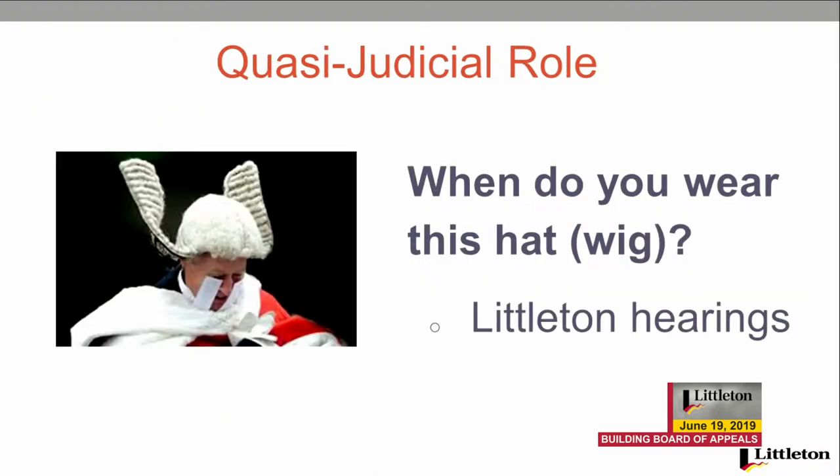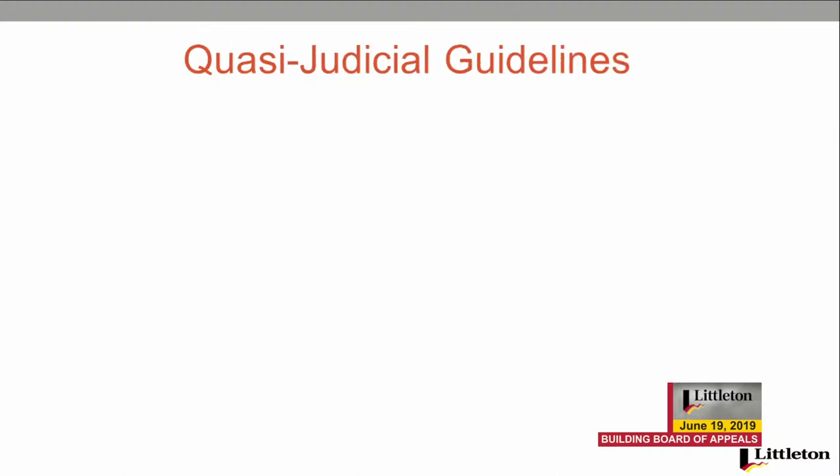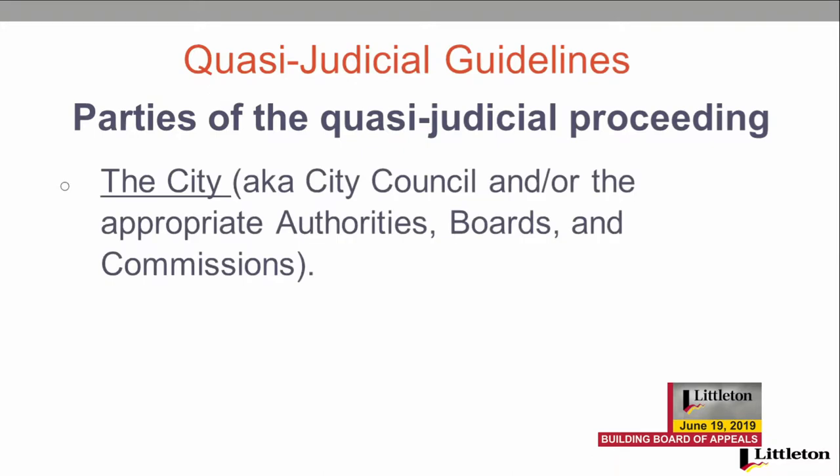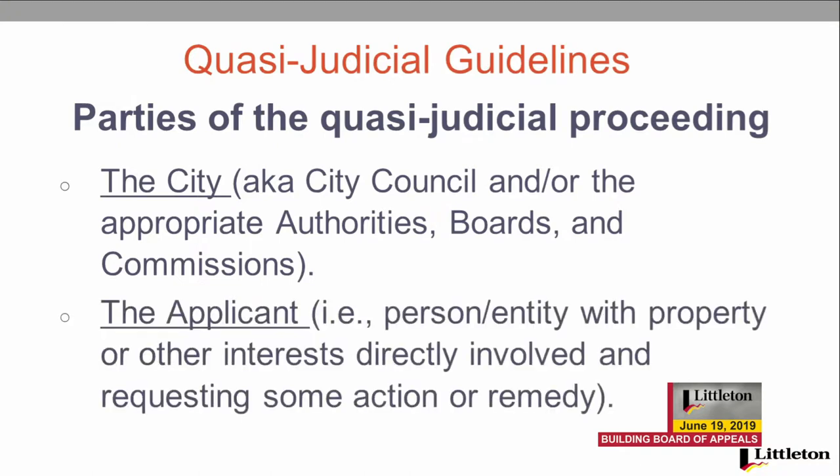So because it's quasi-judicial, we don't have the judge, we don't have that ruler, what the quasi-judicial guidelines require. So the city will be one of the parties and present, usually through staff. On rare occasions, I've seen where cities might hire somebody outside to present, but usually it's city staff. And then there's usually an applicant or a property owner that has an issue, and they have a personal property interest that is directly affected by this decision. Okay?